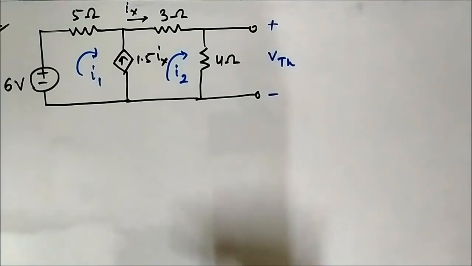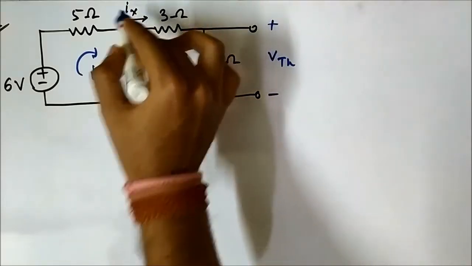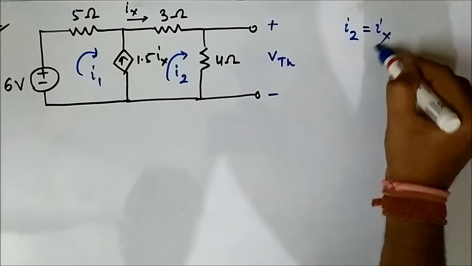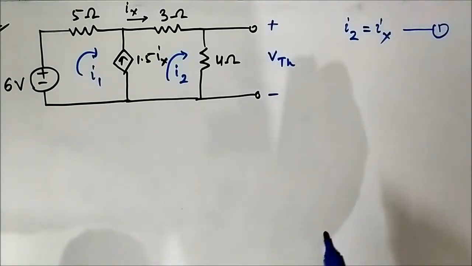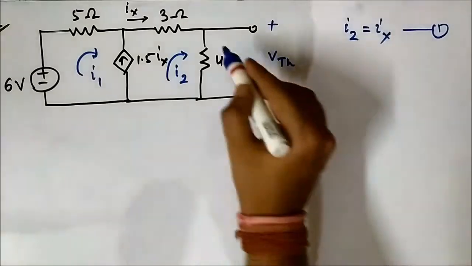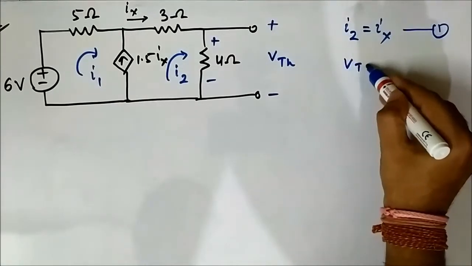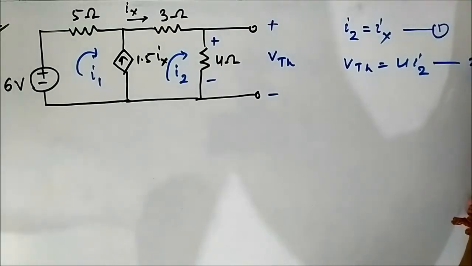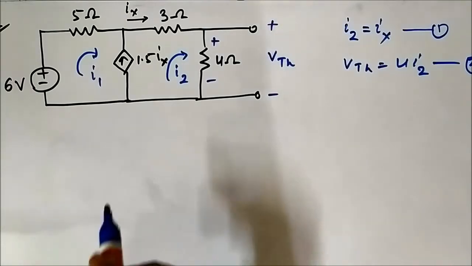So here some important things are there. First is identifying the value of Ix. Here I2 is equal to Ix. That is the first relationship. Next is that VTH is 4I2, the voltage drop across this 4 ohm resistor. So VTH is equal to 4I2. So all we are interested in here in this circuit is to find the value of I2. So let us write the KVL equations.